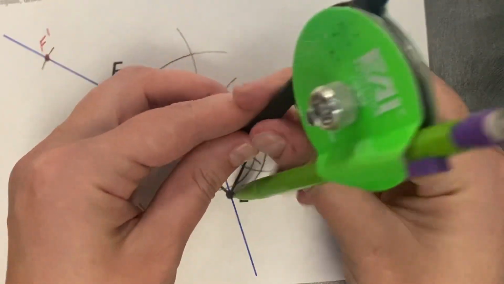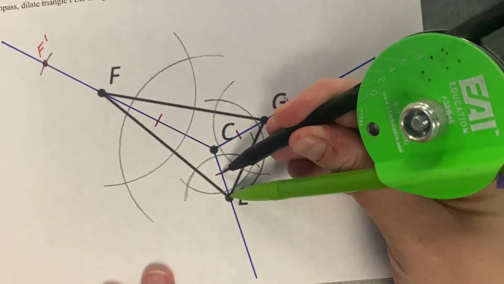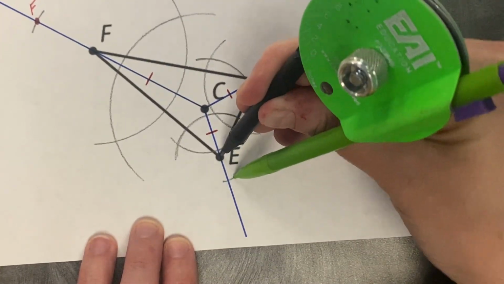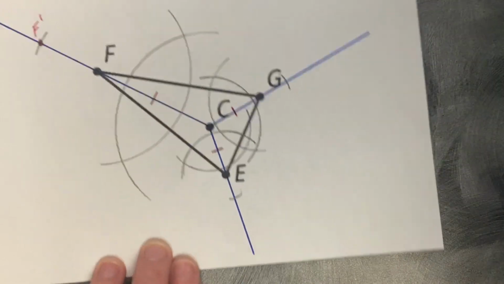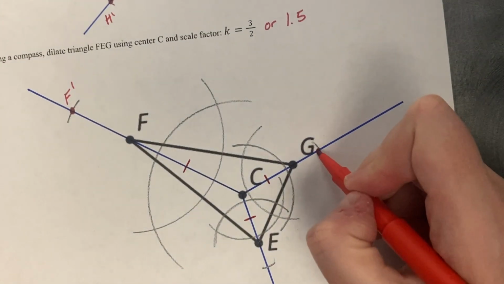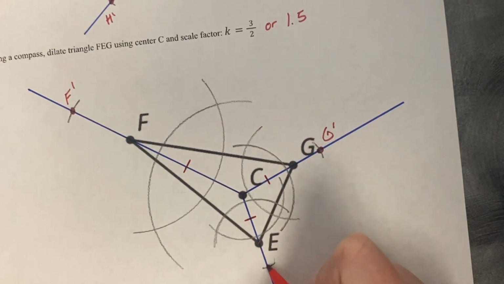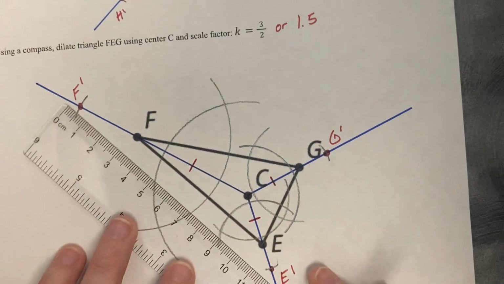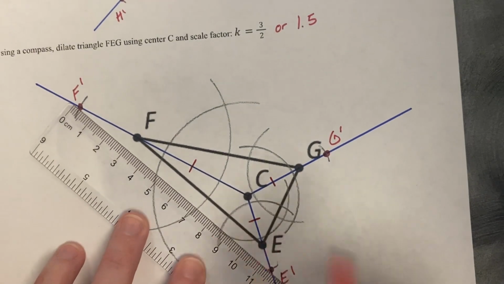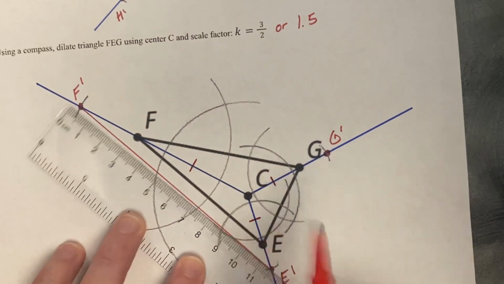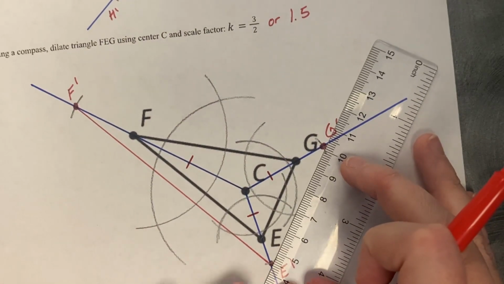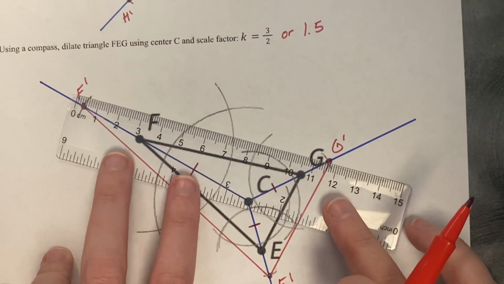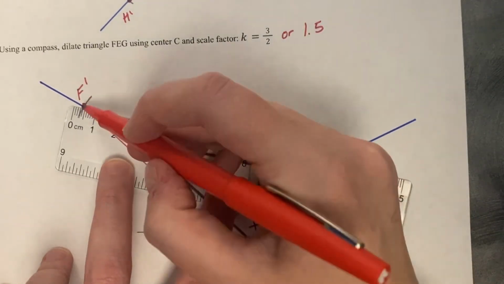And now I'm going to use my compass to measure between the midpoint and E and mark that down below. So now here's G prime and E prime, and we can connect those to see our triangle that's been enlarged by 1.5 times. So not double, but 1.5. From our center C, which happens to be on the interior of the triangle this time.